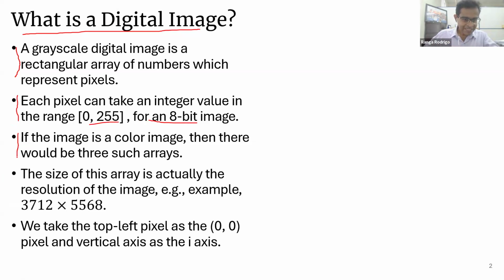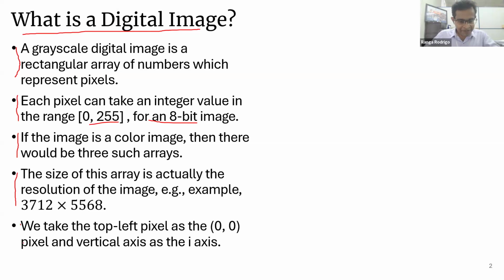If the image is a color image, then there would be 3 such arrays. The size of this array is actually the resolution of the image. For example, 3712 times 5568 if you take from an expensive camera.